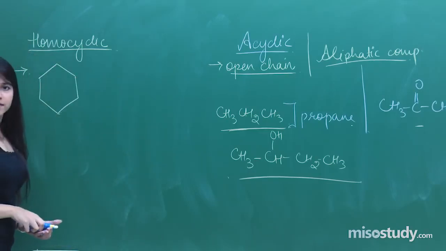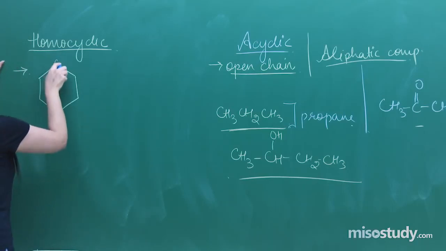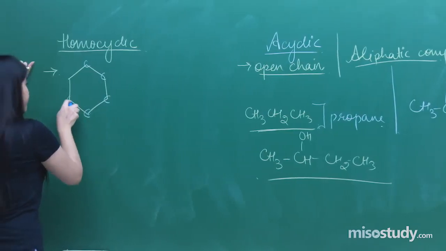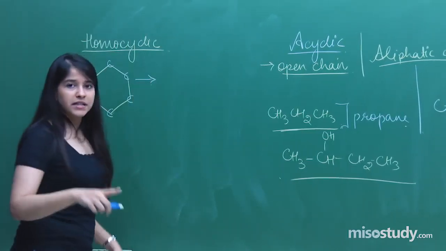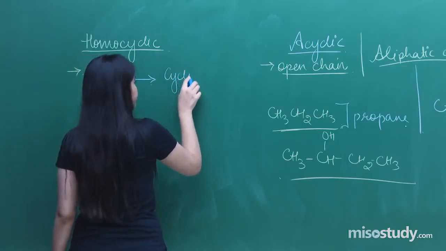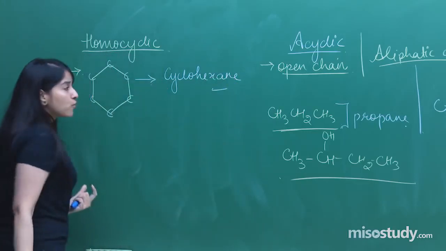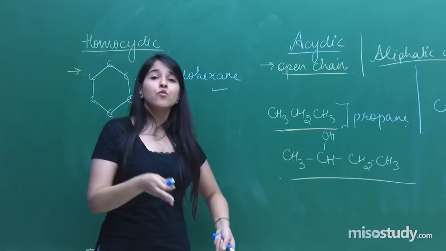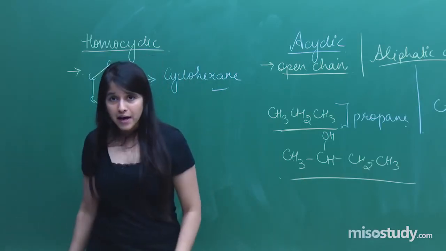What is this known as? It has got 6 carbon atoms. This is the bond line representation. 6 carbons, hex, but it is a cyclic ring, that means it is known as cyclohexane. Very simple. So that is a homocyclic ring, and homocyclic is further divided into alicyclic as well as aromatic.